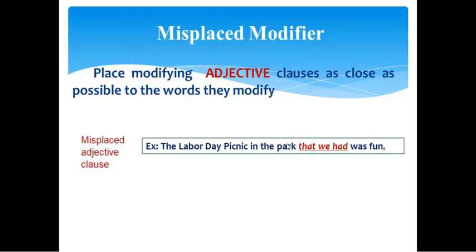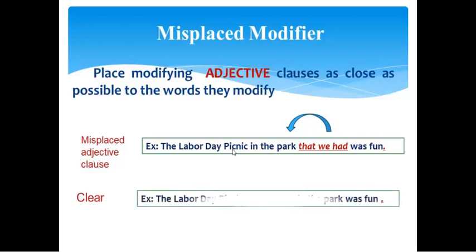Which one was it? Did we have the park, or did we have the Labor Day picnic? Actually, "that we had" refers to the picnic. So we must rearrange the order of the sentence to make it clear. Now when I look at this one, I think it's modifying the park, but this is not clear. To make it clearer, you're going to say: The Labor Day picnic that we had in the park was fun. Now "that we had" is modifying the picnic, as you see.